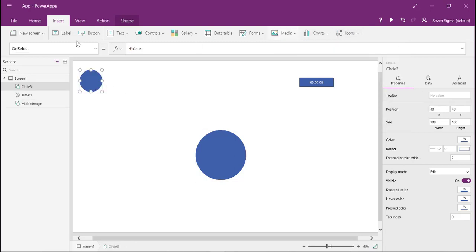So I've added a new circle. I'll change the colour so we can see. And I'll call this one... what should I call this? Just call it circle. You cannot spell. No, I cannot do caps lock. You cannot type. That's actually probably the more accurate.